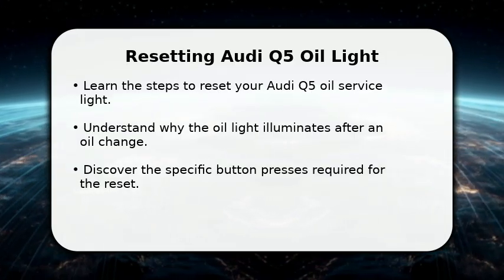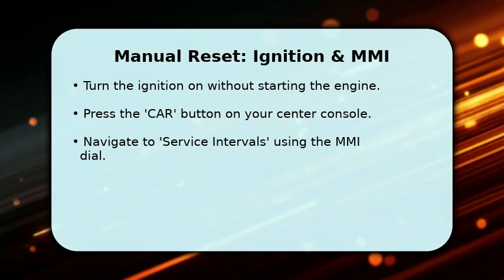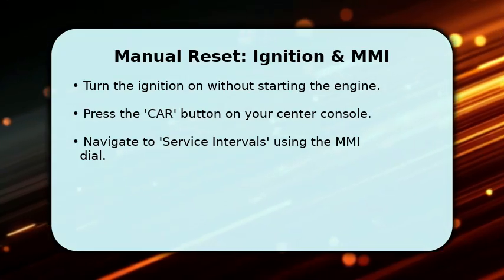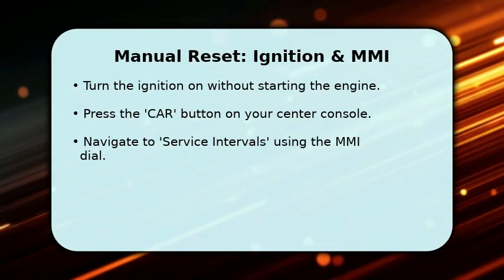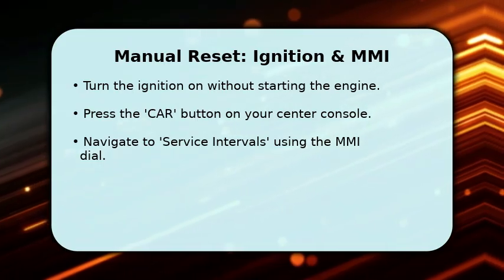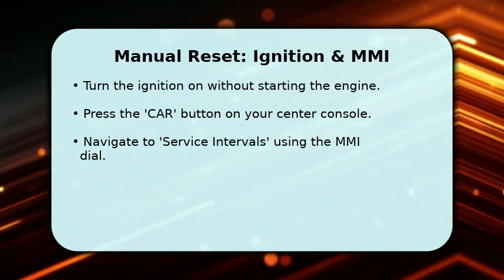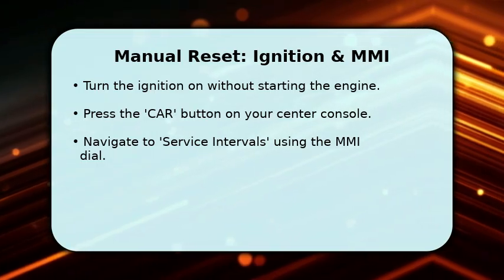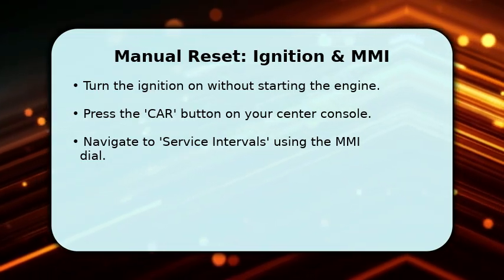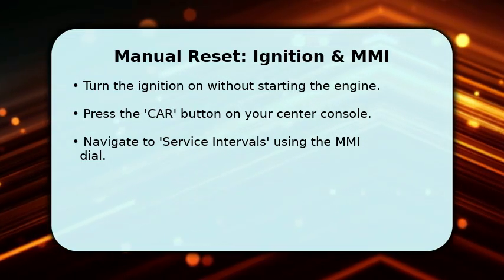Let's get started with the first key action. To begin, turn your Audi Q5's ignition to the on position, but do not start the engine. Next, locate and press the CAR button on your vehicle's center console. This action will bring up the main menu on your MMI display.